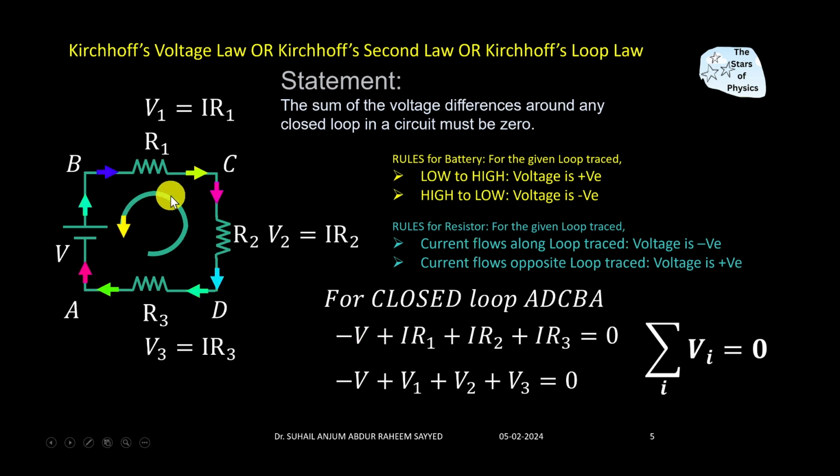Then this is the direction of current shown by these arrows here, and this is the loop traced direction. Now the direction of current and the direction of loop traced are opposite to each other here.